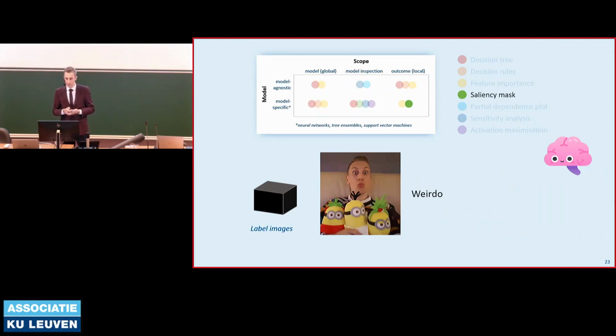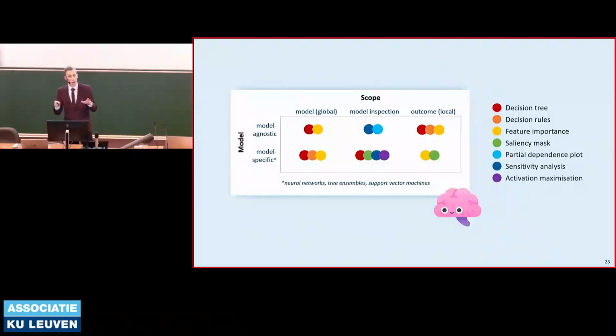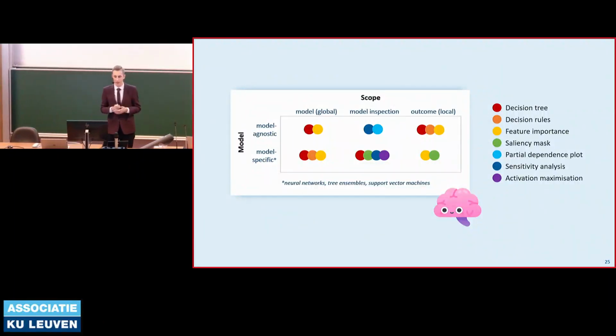Saliency masking. You have this labeled image and you want to know what's important. So you can ask which parts of this image are actually important for this specific label. And since the label here is weirdo, obviously it will highlight the minions, right? So there's all kinds of algorithms that explain algorithms.